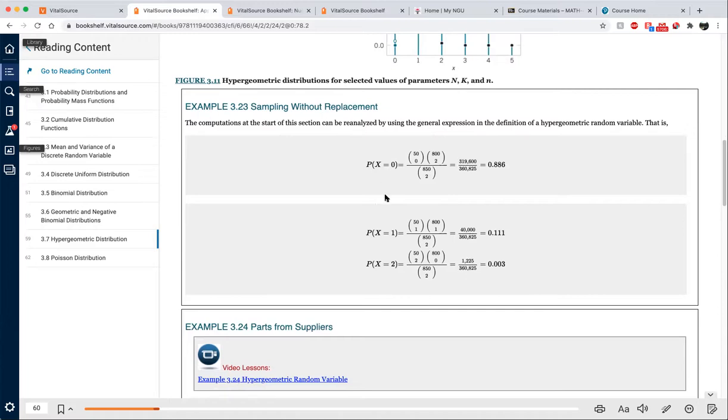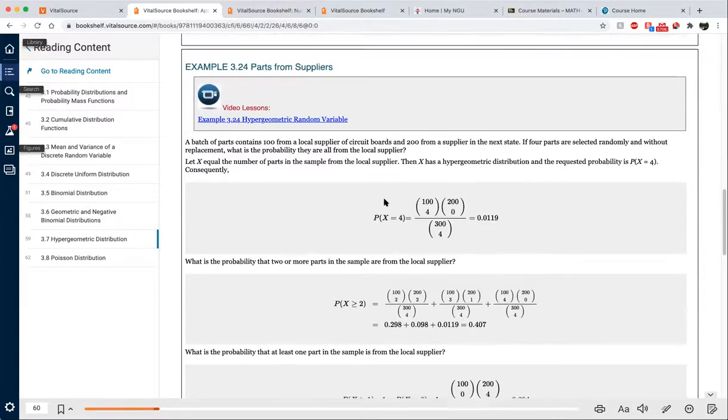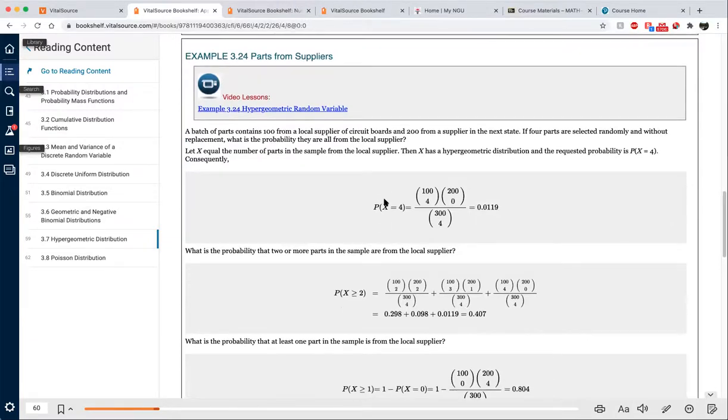Okay, so now example 3.24, parts from suppliers. A batch of parts contains 100 from a local supplier of circuit boards and 200 from a supplier in the next state. If 4 parts are selected randomly and without replacement, what is the probability they are all from the local supplier?